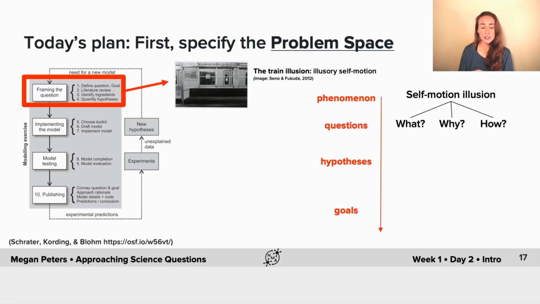So this lack of understanding is going to trigger these specific types of research questions. What is going on? Why is it going on? How is this happening? So for the train example, we might be interested in which parameters correlate with the illusion strength. That would be a descriptive level question. But we might also want to know why or how the illusion occurs, what the causal or neuronal level questions might be going on there.